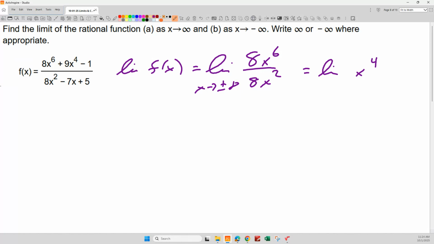And so as x approaches positive infinity, the function approaches positive infinity. As x approaches negative infinity, the function approaches positive infinity. Now, if we had an odd power of x, then we would have had differing behavior at the extremes, right? Okay, give me thumbs on that. Does that make sense? Okay, all right.